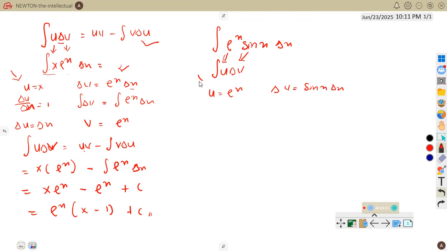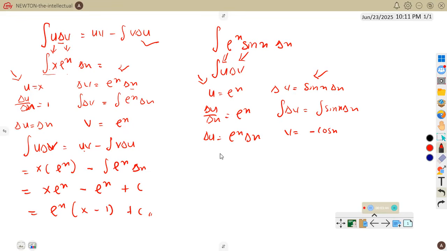So now we find the derivative of this side and we find the integral of this side. So we have du/dx equal to e to the power of x, and here we have the integral of dv equal to the integral of sine x dx. So here we'll make du the subject of the relation. So we have e^x dx, and here v is equal to the integral of sine x, which is going to be minus cos x.